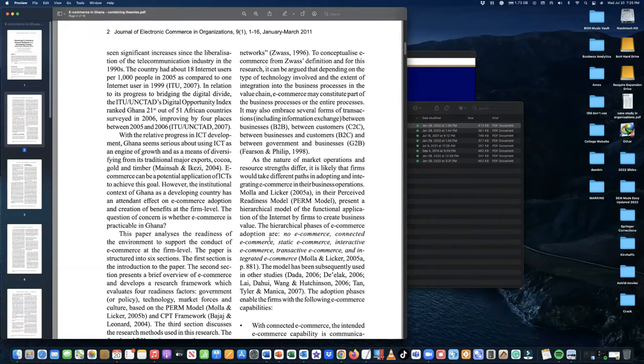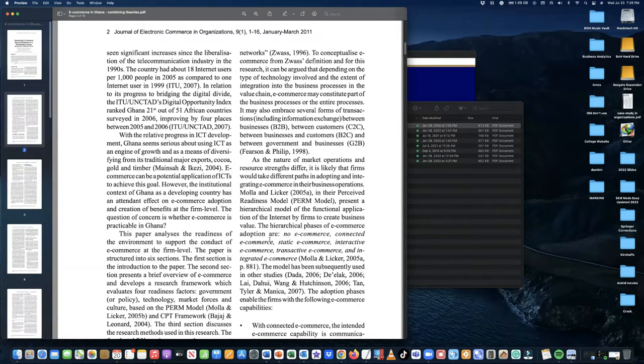Molla and Licker, Molla is my PhD supervisor. This is coming from Molla's PhD, Molla and Licker 2005a, in their perceived e-readiness model, which presents a hierarchical model of functional applications of the internet by firms. So you are saying that for you to understand e-commerce very well, you have to see the phases of e-commerce firms go through. At each level, it tells you the capacity the firm has.